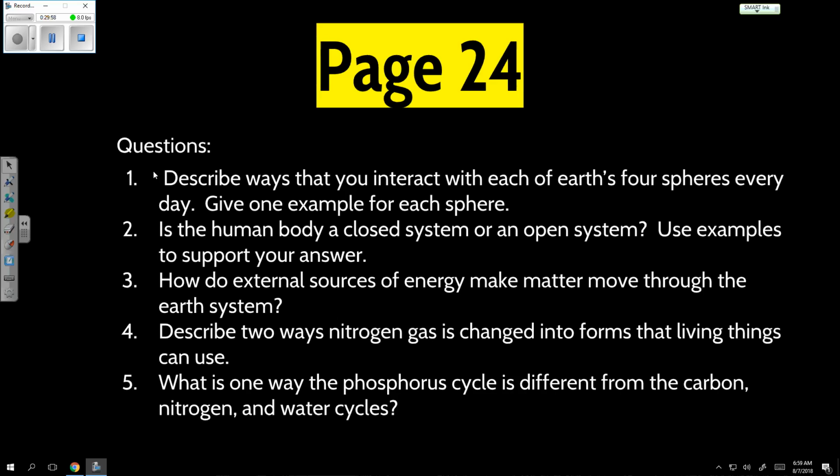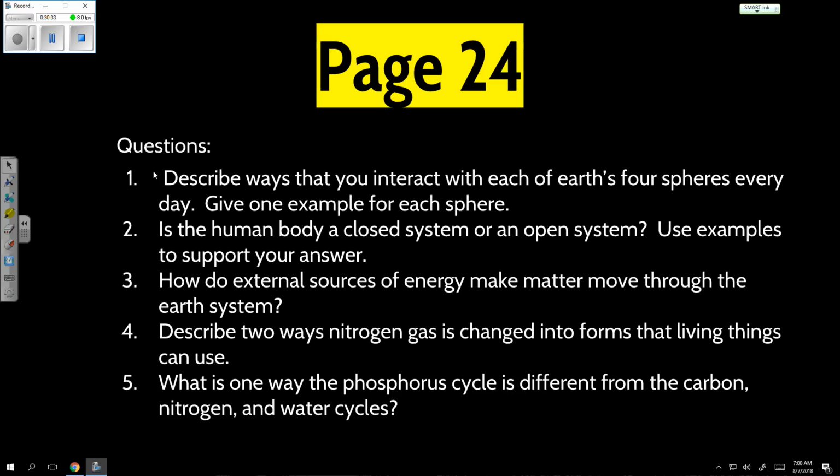Question number 3 can be found on page 20. How do external sources of energy make matter move through the Earth's system? They heat the land, atmosphere, and water, producing wind and ocean currents that move matter.